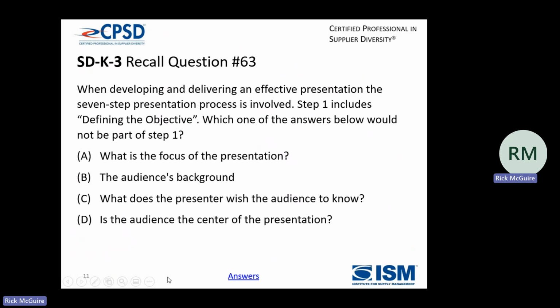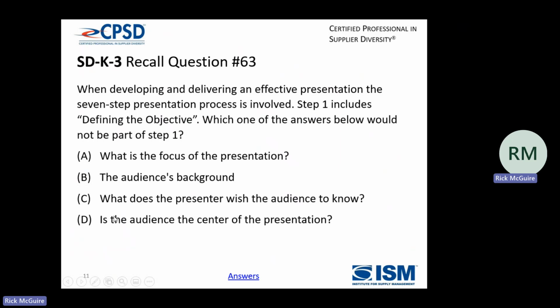Step 1 includes defining the objectives. Which one of the answers below would not be a part of step 1? What is the focus of the presentation? Well, that's certainly defining the objective. The audience's background, maybe, maybe not. What does the presenter wish the audience to know? That's defining the objective. Is the audience the center of the presentation?